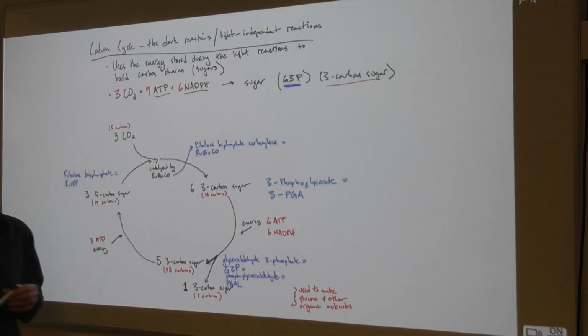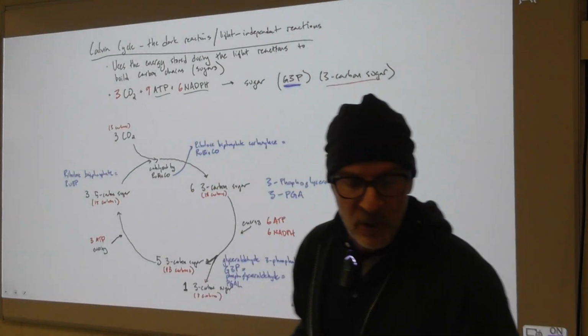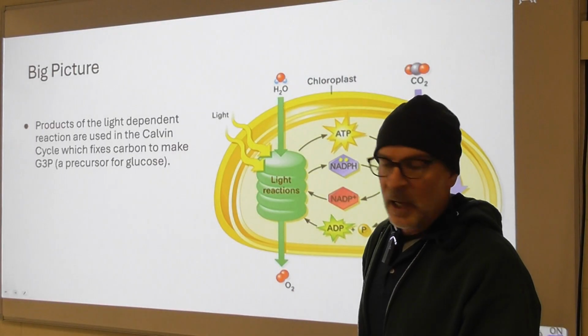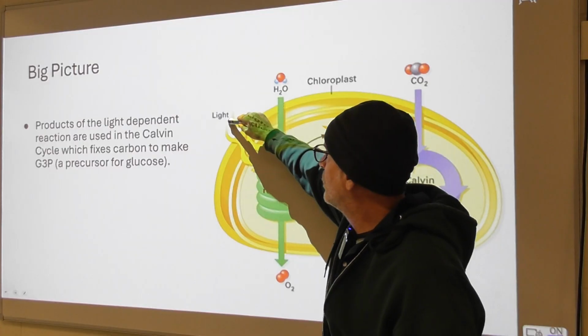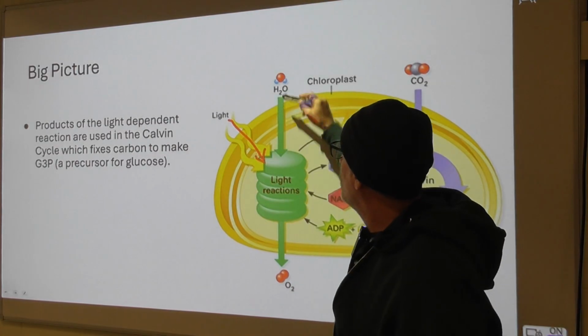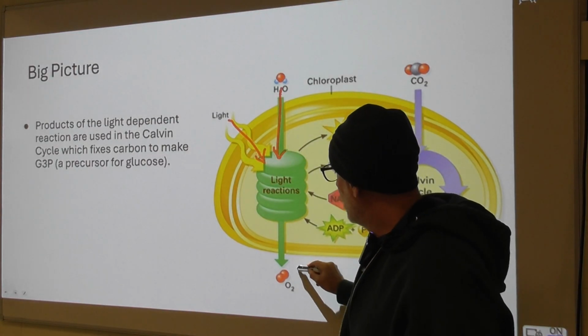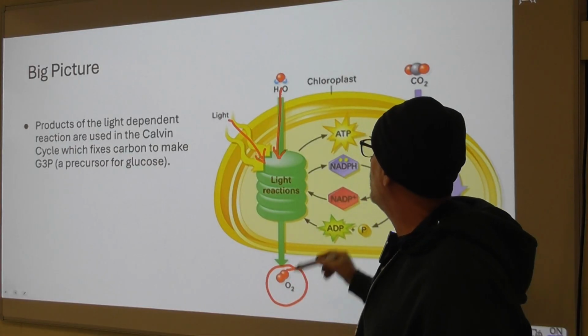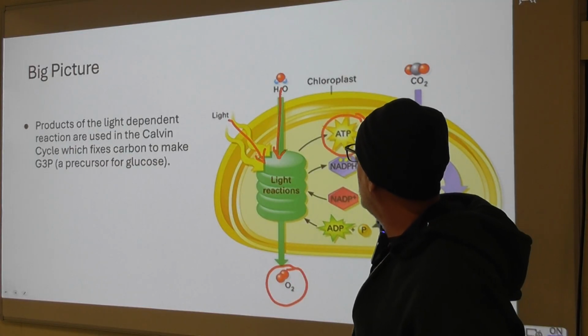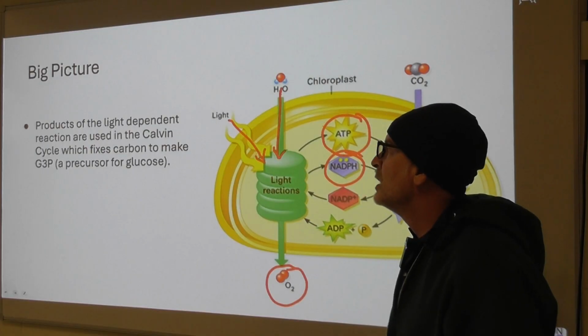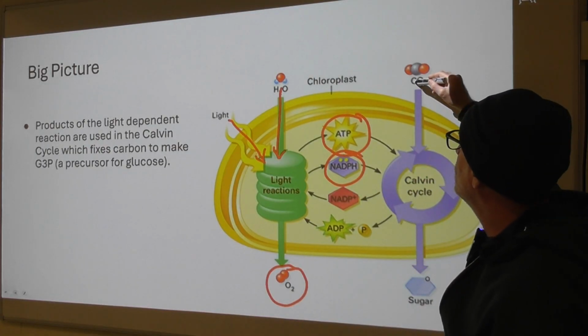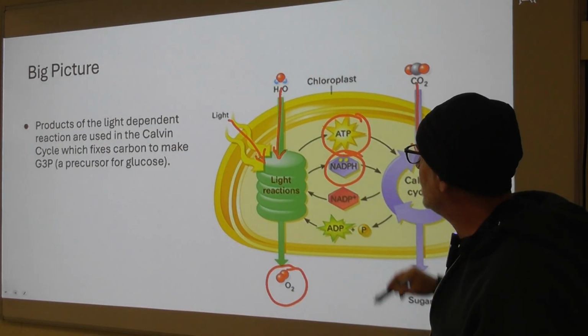Okay. So the big picture of what we looked at today is that we have our light reactions with light as our input, water as our input, oxygen waste as an output, ATP and NADPH as an output. And then in the Calvin cycle, we have CO2 as an input.